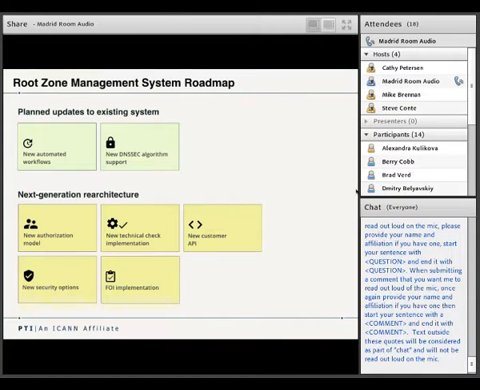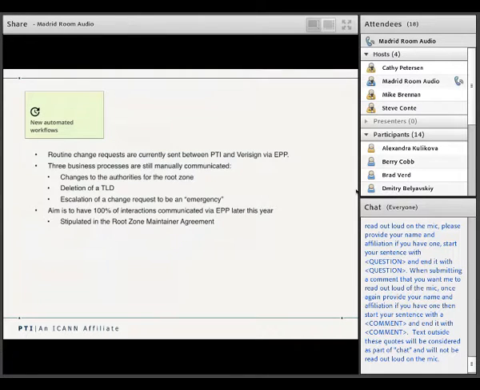So what are we working on now? Firstly, a couple of features we're adding to the current system, and then I wanted to talk a little bit about essentially a ground-up rewrite of the root zone management system that we're undertaking right now to fundamentally alter some of the aspects of how we do root zone changes.